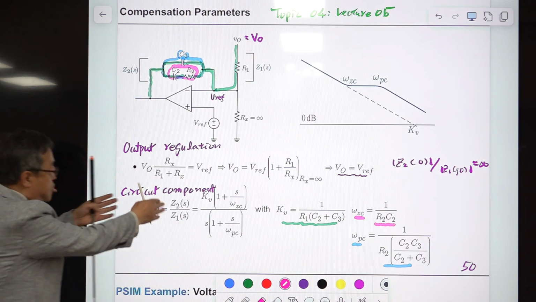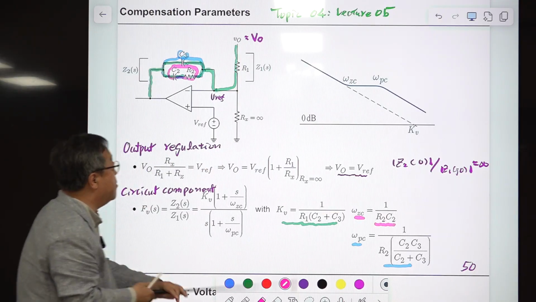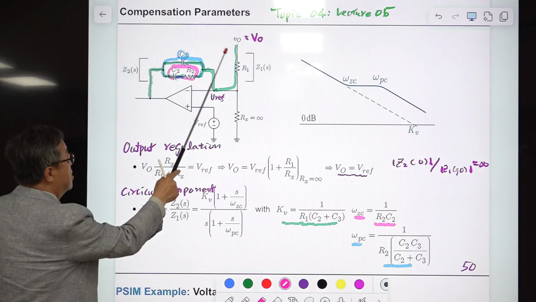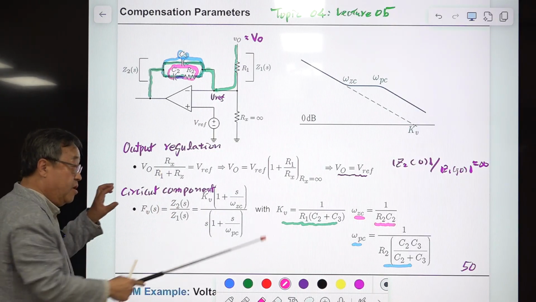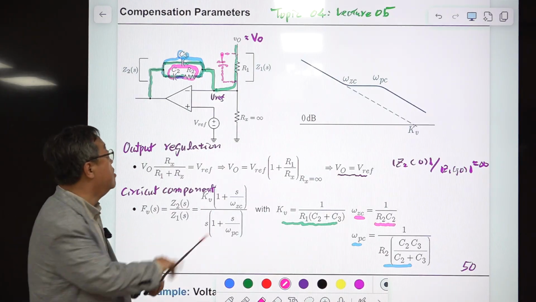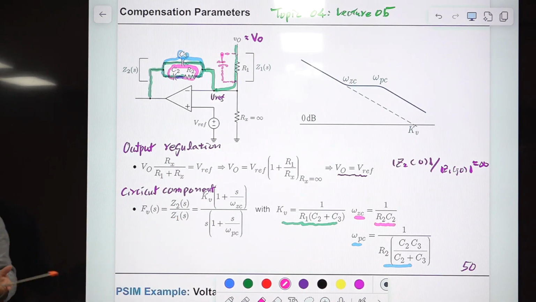If you have some other terms, then you can add something here. By adding this branch, you can suppose you have an additional C and an additional R like this. Then you are creating 1 pole and 1 0 here. Okay, so the formula remains the same.